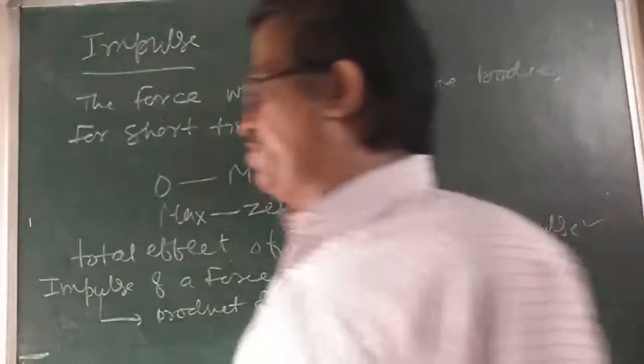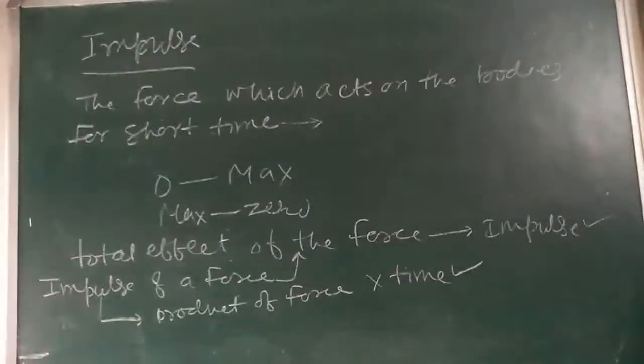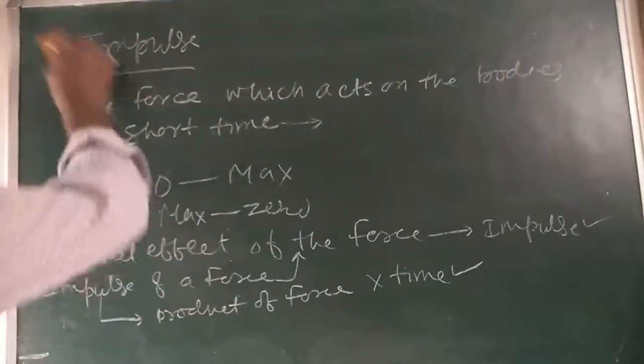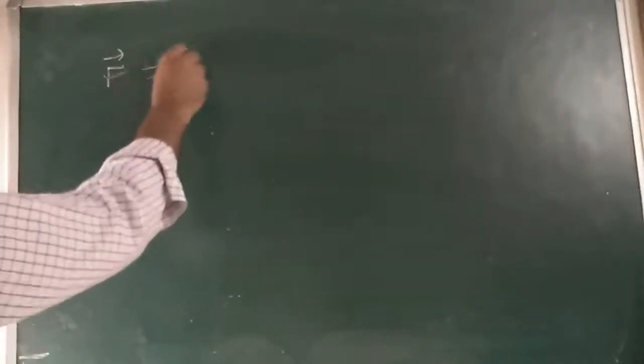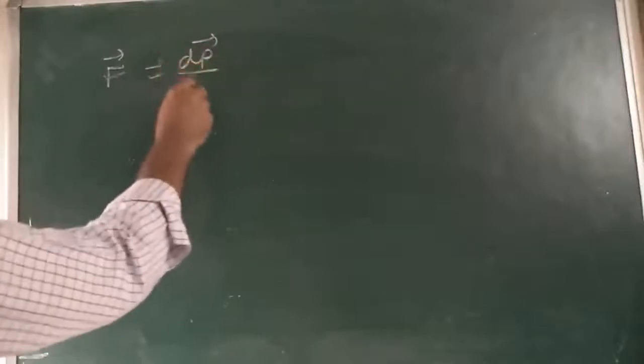Now I am going to see. So impulse is equal to force into time. Write down: impulse is equal to force into time. Okay? So according to Newton's second law of motion, I know that F is equal to dP by dt. We know very well.